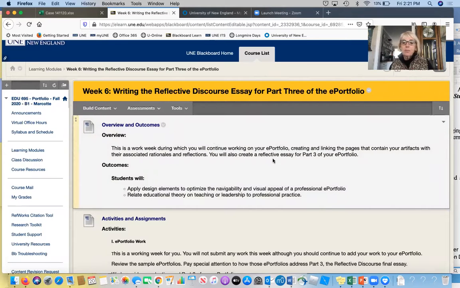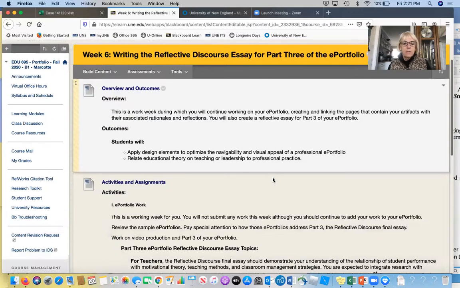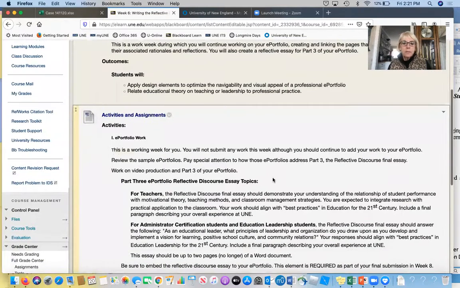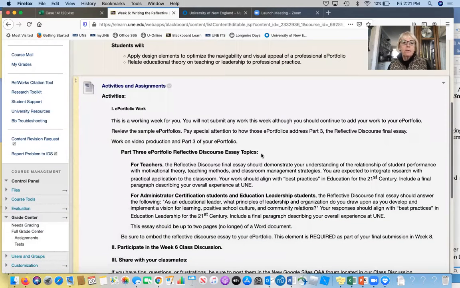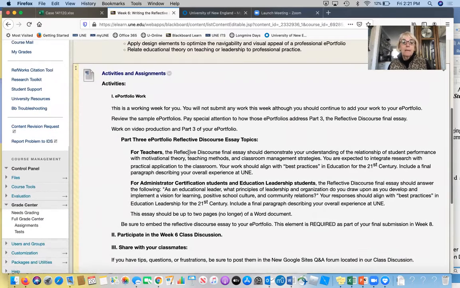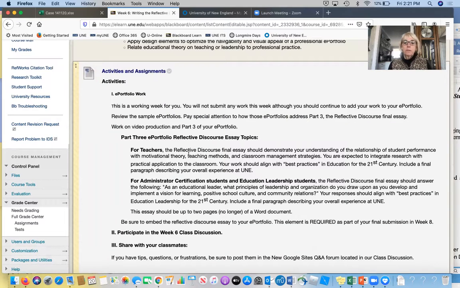Week 6. All right, so I just wanted to go through this, and it's a working week, which is good, and it's Thanksgiving week. You've got so much done though. I think you're well on your way, and hopefully you'll be able to have a couple of days to enjoy during that Thanksgiving break. Here we go, outcomes and overviews, but I'm going to skip right over here. I just wanted to explain that this week you're working on your reflective discourse essay. Most of you are in the National Board certification teacher group, and there is somebody in the administrative group. So you have 2 different venues to look at.